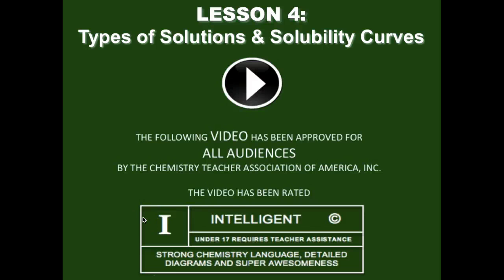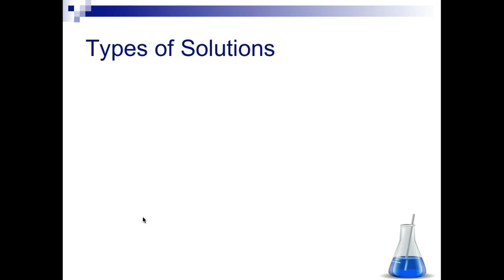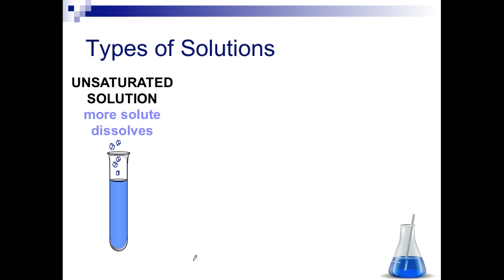All right, everybody, let's look at lesson 4, which is types of solutions and solubility curves. Well, there are three main types of solutions that we're going to talk about. The first one is an unsaturated solution. By definition, in an unsaturated solution, more solute will dissolve if you add more crystals into your solution.